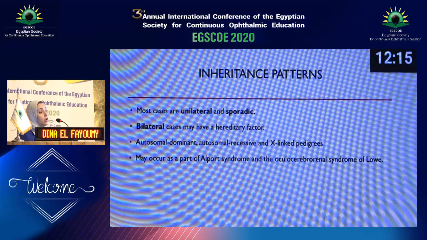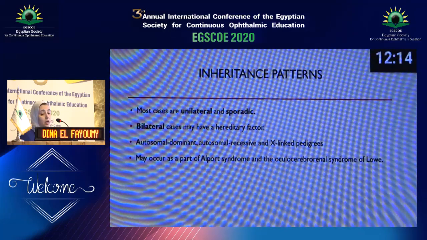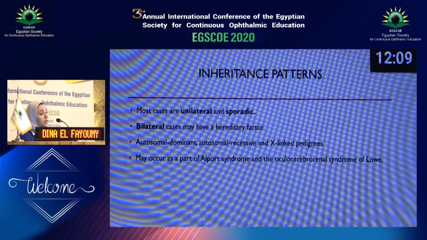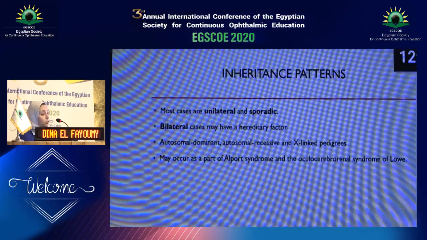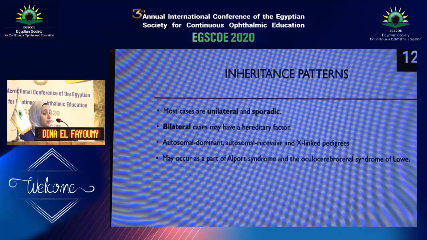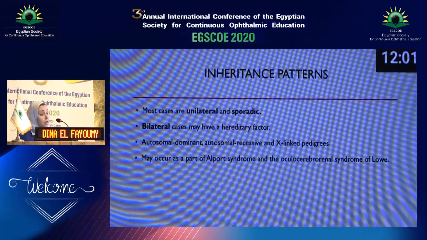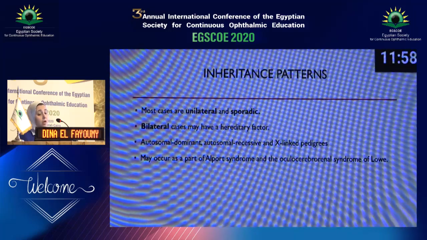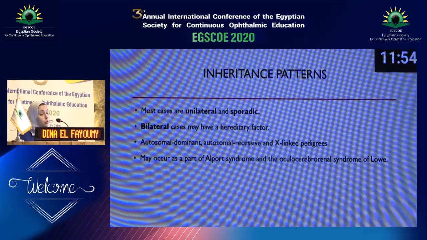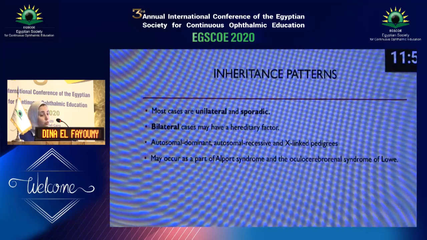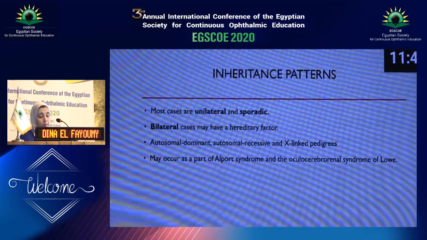Most of the cases are unilateral and sporadic, but when we see bilateral cases, we must think of hereditary patterns, mainly autosomal dominant or autosomal recessive. Some cases also may be inherited as X-linked patterns, but in bilateral cases, we should always look for syndromes like Alport syndrome and oculocerebrorenal syndrome of Lowe.